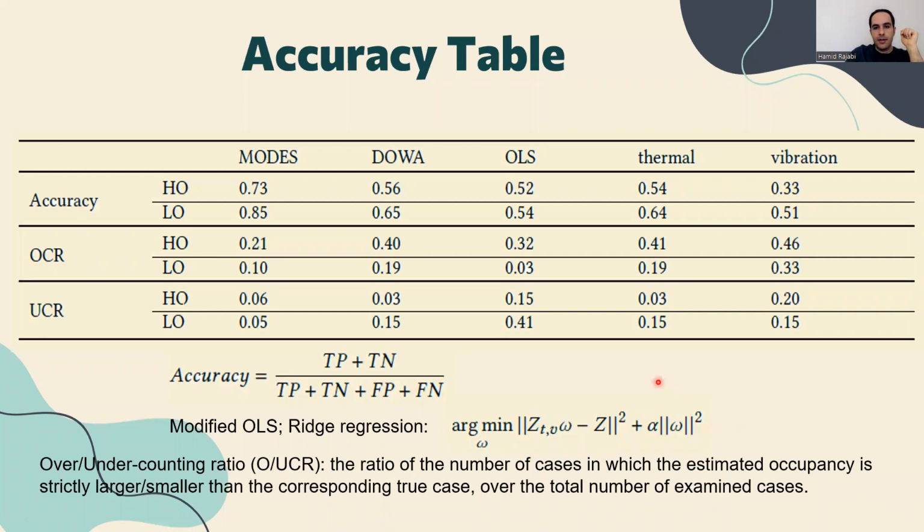In total, it is clear that the DOA outperforms the OLS, and also the final estimate of MODES is improved over DOA. Considering a low accuracy of 0.33 for one of the sources, which is the vibration, we can claim that a final accuracy of 0.73 can be acceptable for a late fusion sensing module like the MODES.